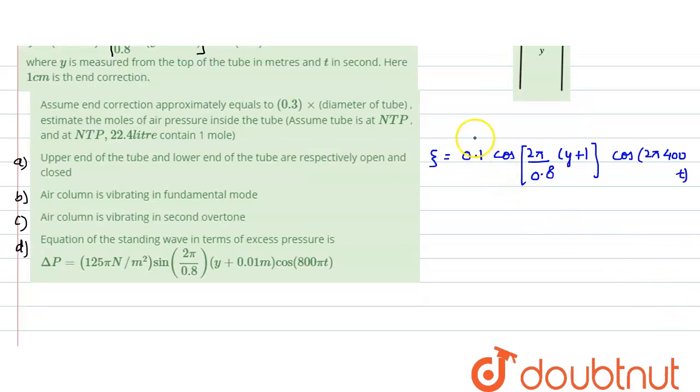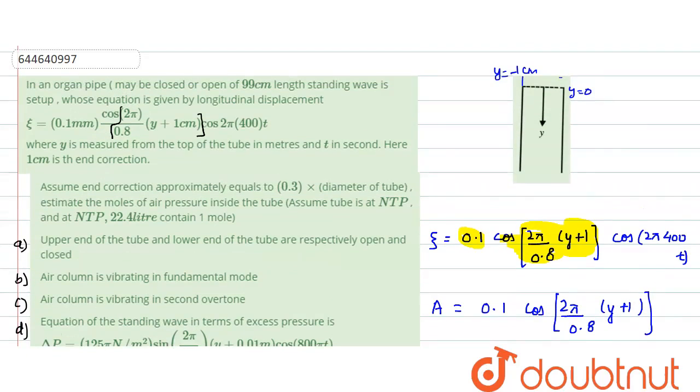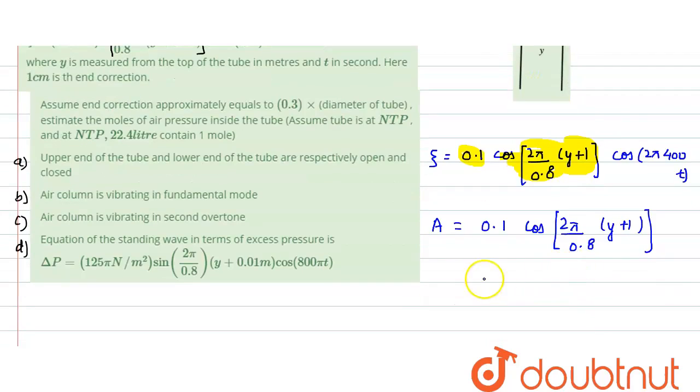Now this is the basic term which we have just indicated here. Basically this is the amplitude term with respect to the position, which will dictate whether our amplitude is maximum or minimum. So we can say that our amplitude would be given as 0.1 cos 2 pi over 0.8 into y plus 1. Now if we put the y value as minus 1, what would this function become? It would be minus 1 plus 1, so this term would become 0.